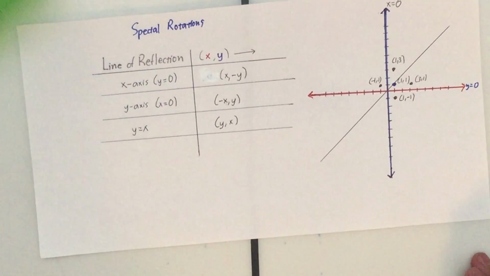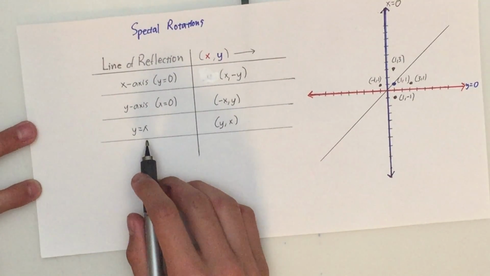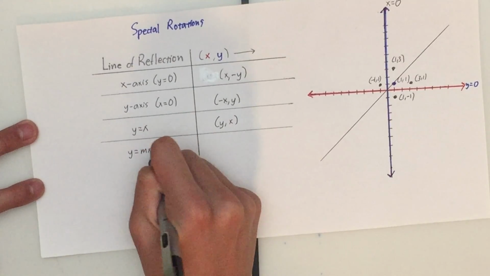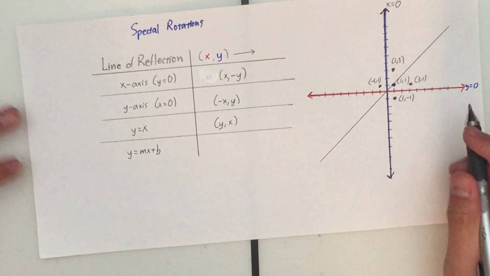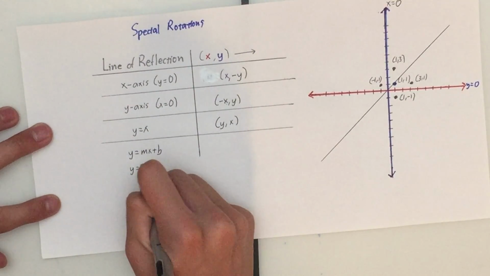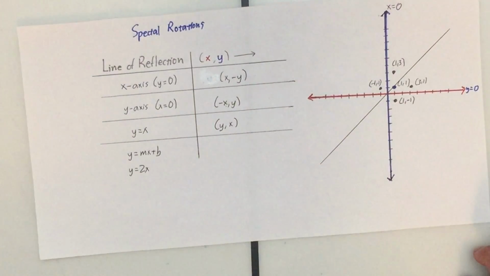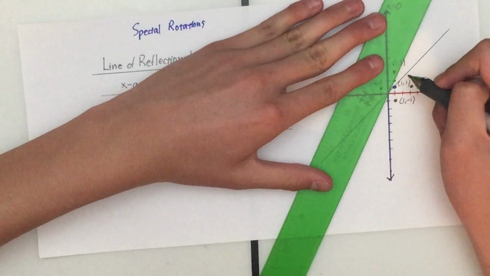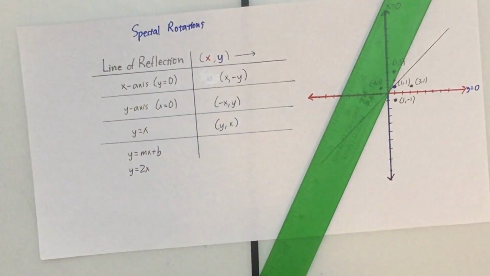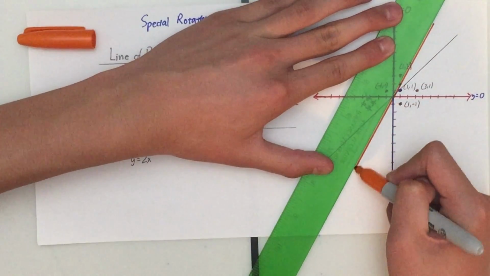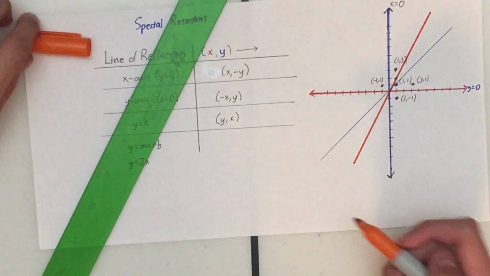But one more case comes up: what if you have a line that isn't any of these? Let's say you have any line of the form y equals mx plus b. For the purposes of right now, let's say you have y equals 2x. How are you going to do that? So first of all, the line y equals 2x would look something like this. Let's use another color. The line y equals 2x would look something like that, that orange line.